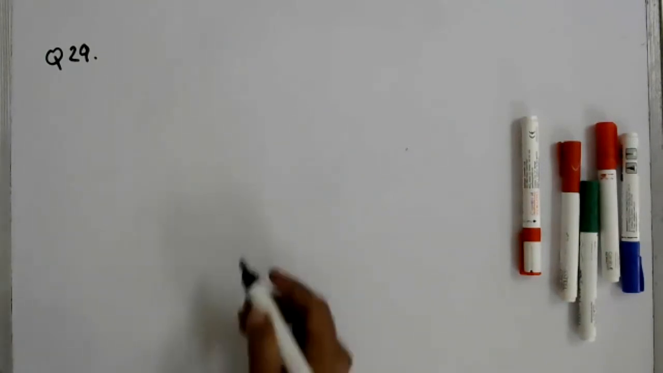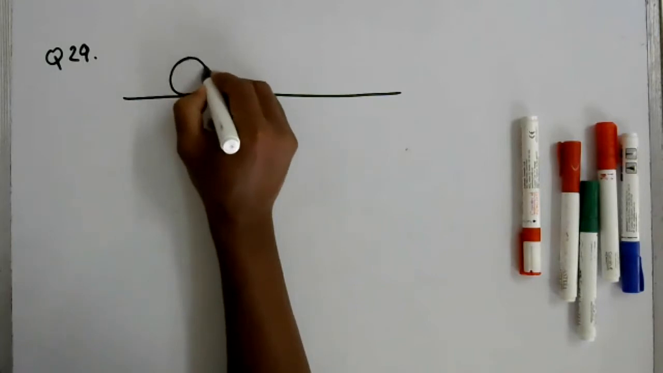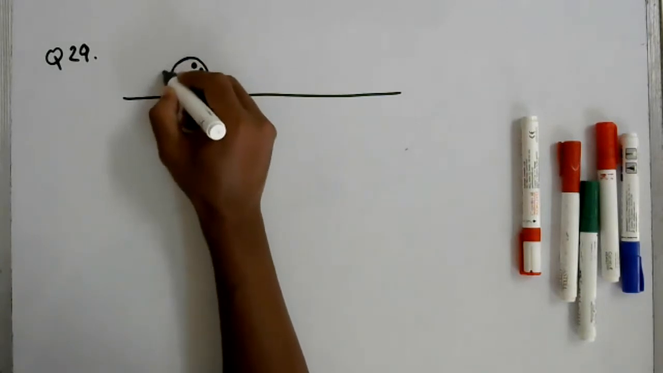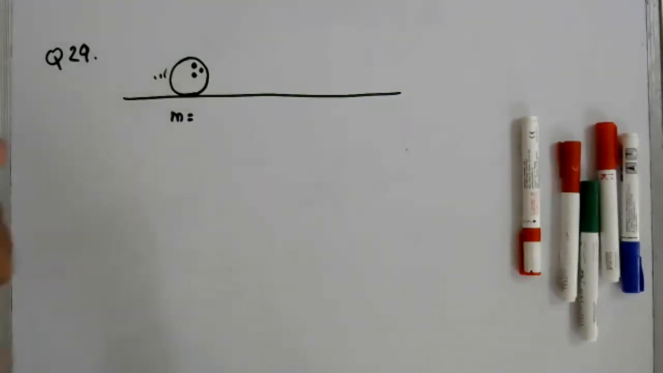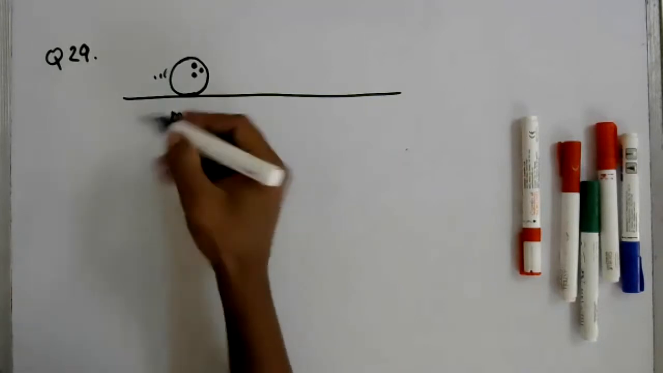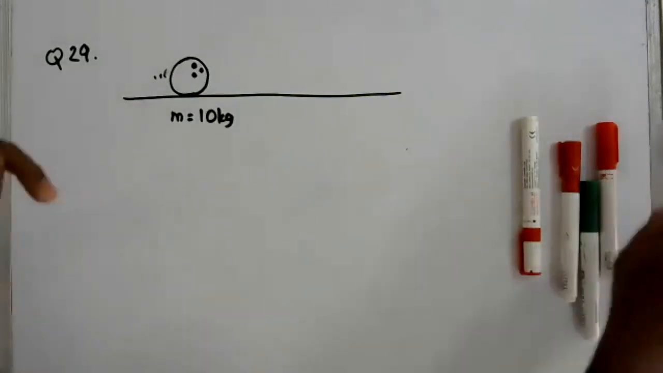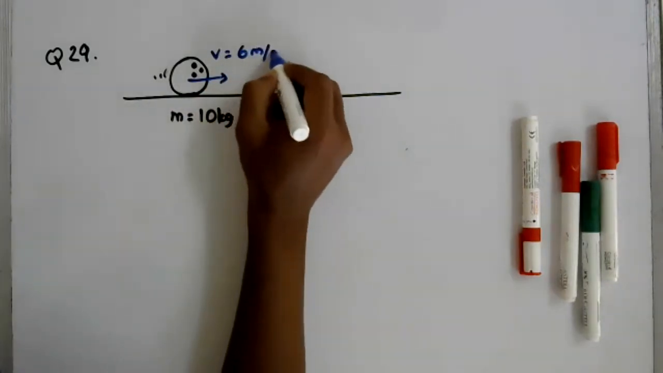The question is, Bowling Barry asks how much impulse is needed to stop a 10 kg bowling ball moving at 6 meters per second. So what's your answer? Every situation for me requires some imagination. So here is a bowling ball. There is no collision involved over here, so I won't call it m1, m2 and all that. There is only one mass involved, so mass is equal to 10 kilograms, and the velocity of the bowling ball is v is equal to 6 meters per second.